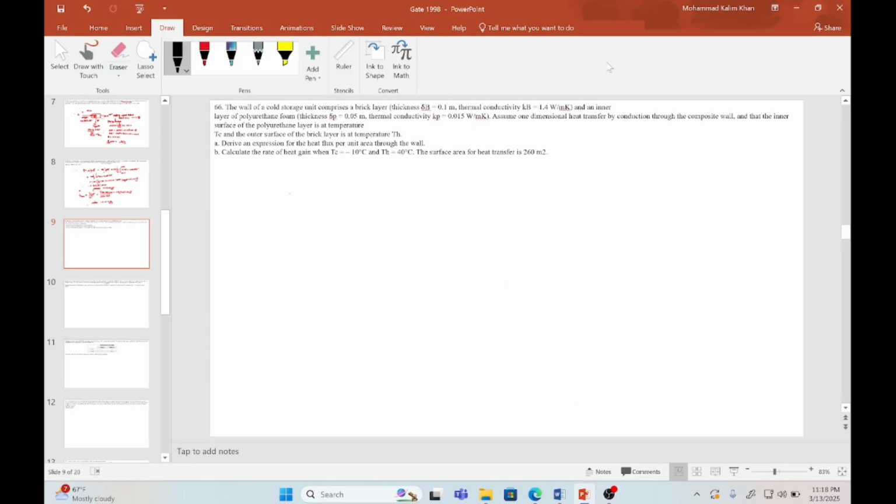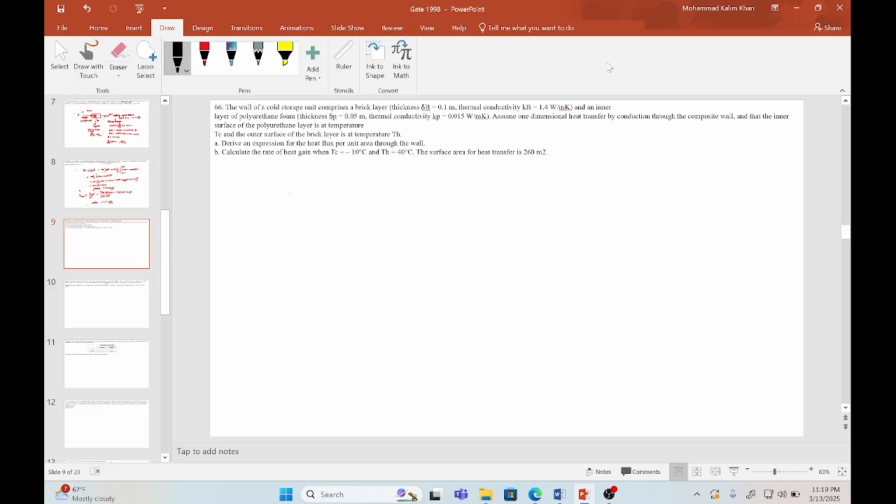So switching over to the next question. The wall of a cold storage unit comprises a brick layer of thickness 0.1 meter, with a given thermal conductivity, and an inner layer of polyurethane foam of 0.05 meter, thermal conductivity 0.015. Assume one-dimensional heat transfer by conduction through the composite wall, and that the inner surface of the polyurethane is at a temperature Tc, and the outer surface of the brick layer is at temperature Th. Calculate the rate of heat generation.